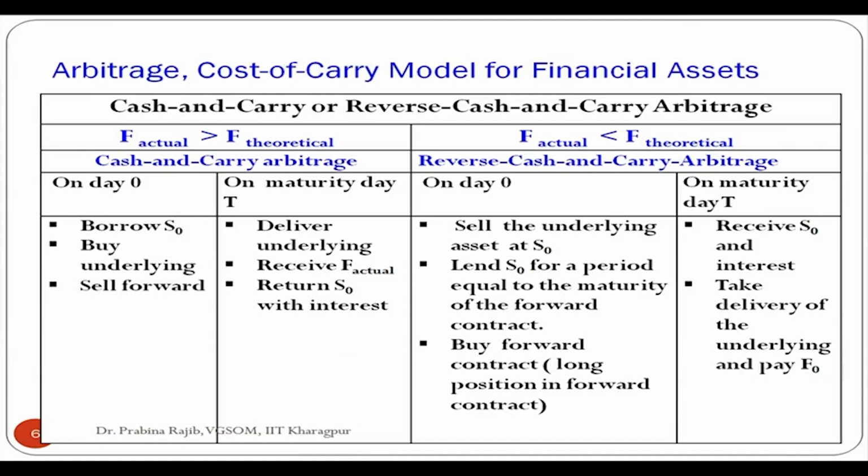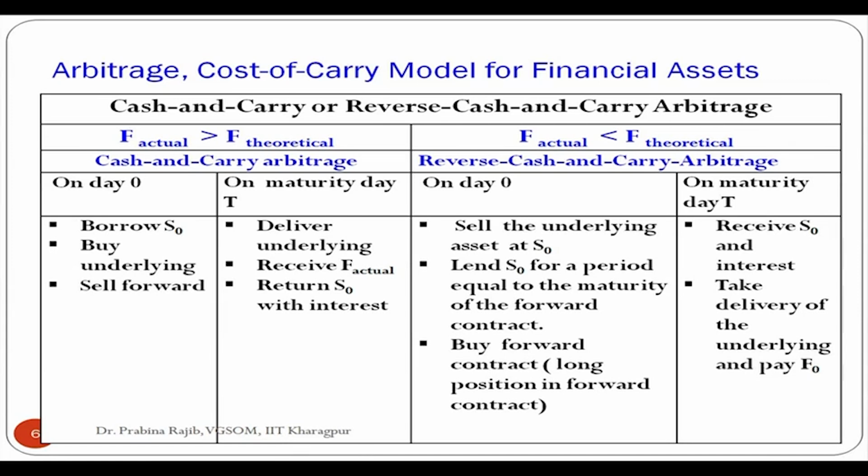So if F actual is greater than F theoretical, we will be using cash and carry arbitrage. So what is the meaning of cash and carry? Cash and carry means I borrow the spot price, buy the underlying and simultaneously enter into a short forward contract. And on day t, what do I do? I deliver the underlying, I receive the F actual and I return S0 with interest.